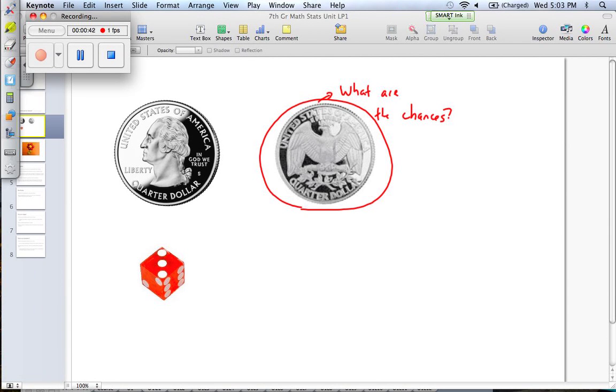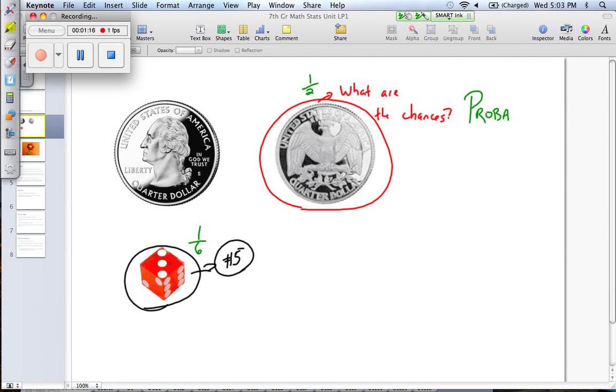Down here I also have a nice little six-sided die. And I'm playing Yahtzee. And I need a 5 in order to win. What are the odds that I get a 5 when I roll that die? Hopefully, you have calculated that this answer was 1 over 6, and this answer was 1 over 2, or half the time, 50%. What you were calculating was the probability of each event occurring.